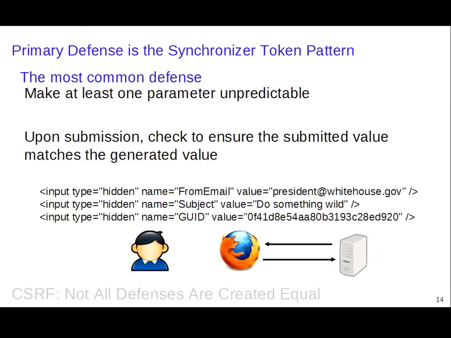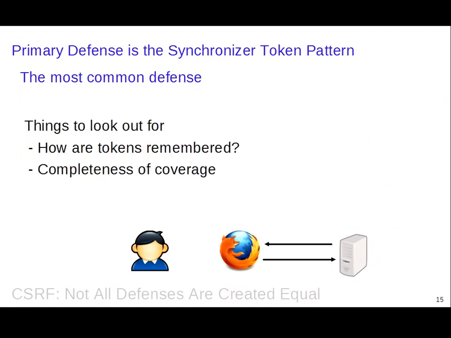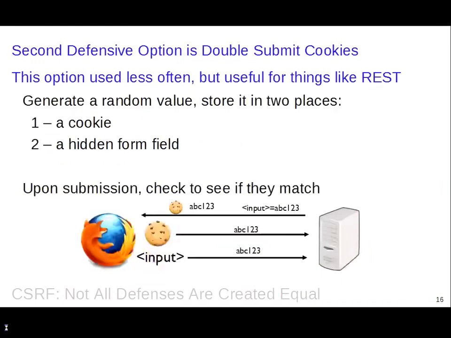So let's say it's generated randomly every time. The server obviously just has to do the comparison and make sure that the value is what it thinks the value should be. Things to look out for once you start to look at implementations of the synchronizer token pattern is how are tokens remembered? How does the server keep track of what are valid and invalid tokens? And then also completeness of coverage. Again, a lot of solutions try to take shortcuts when they make decisions about whether or not to insert that token in certain places. So you've got to look at that too.